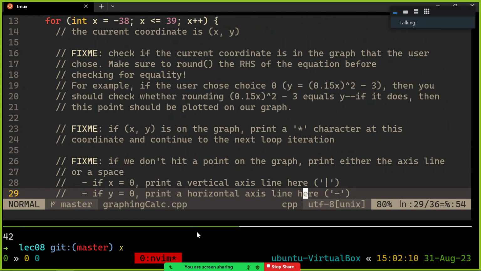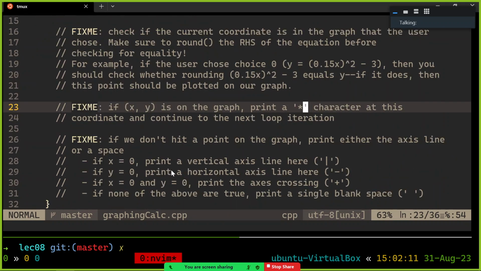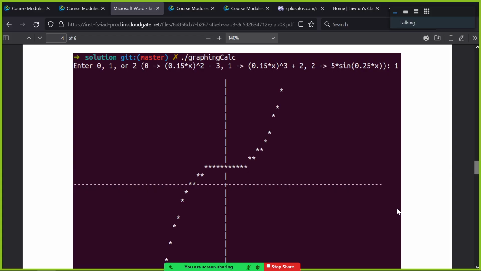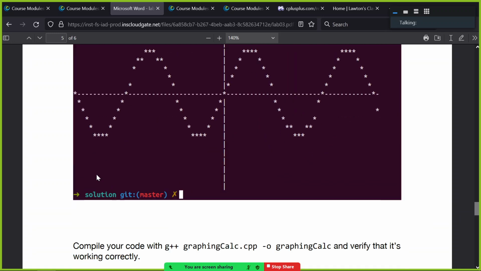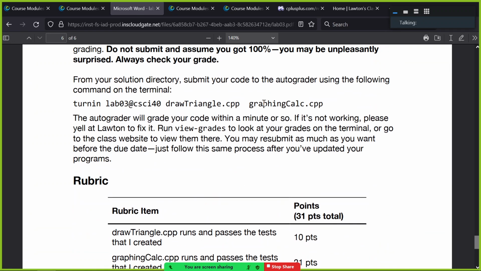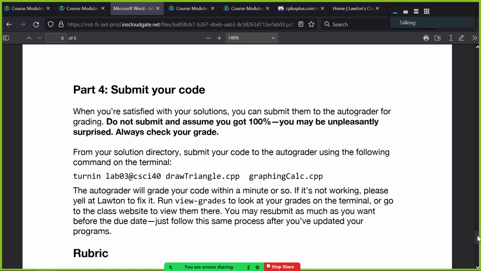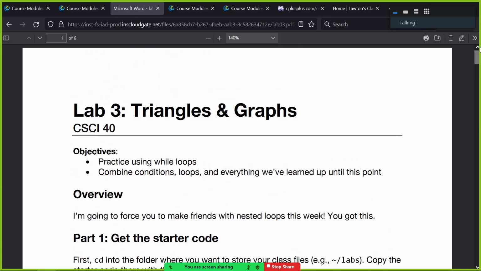Any questions about this? So it's going to be fun. It's going to mess with your mind a little bit, but hopefully the comments are telling you what to do. Any questions about anything I've said so far? Does it make enough sense? All right, so that's all that. You're making 2 files, turn them both in, and graphing calculator is worth more because it's harder. That is that. All right, so that's your lab 3.